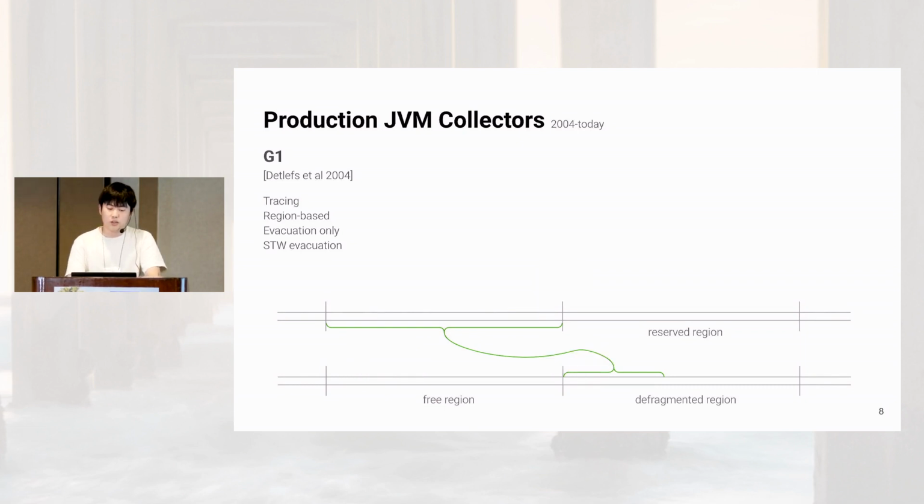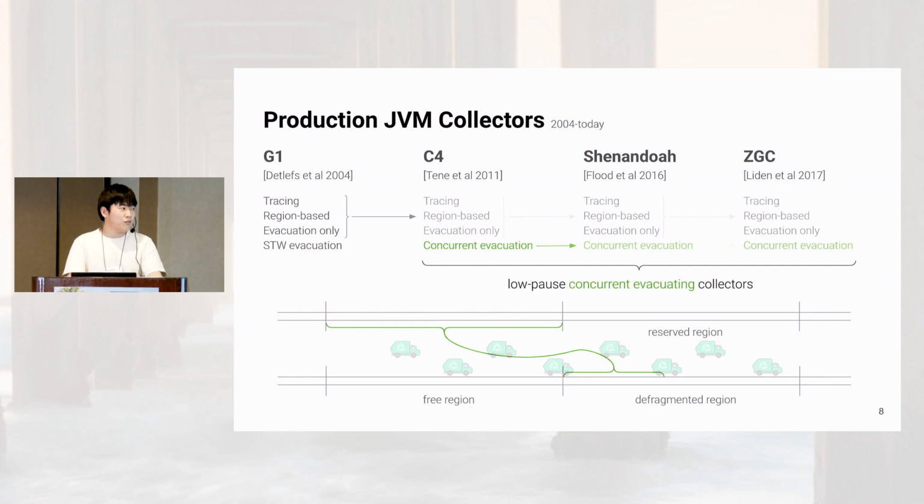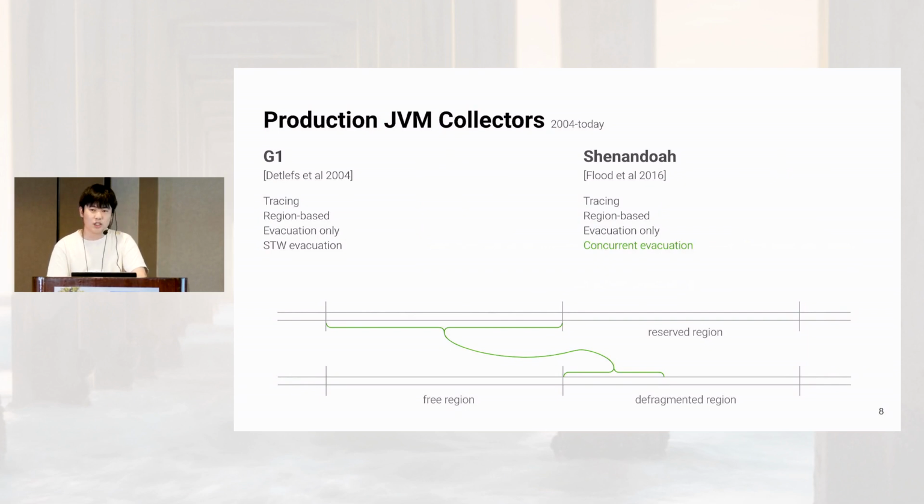And after G1, the latest collectors further reduce pause time by performing more concurrent jobs. So C4, Shenandoah, and ZGC, although they are implemented differently, they all share the common high-level key features. So they all perform tracing and are all region-based and all evacuation only. So if we pick Shenandoah and compare with G1, the only major difference is that Shenandoah performs concurrent evacuation, instead of doing that in the pause.